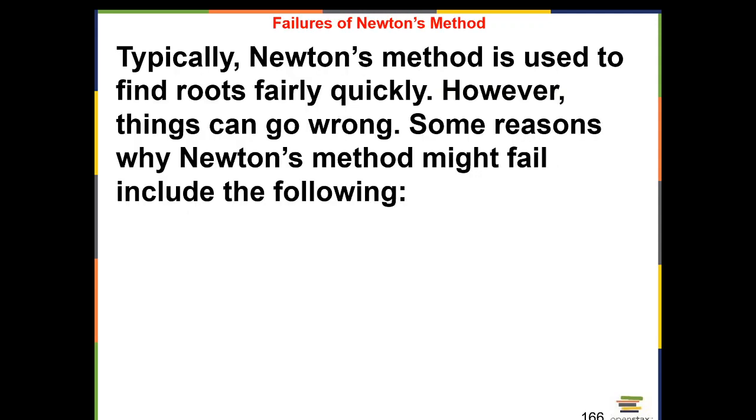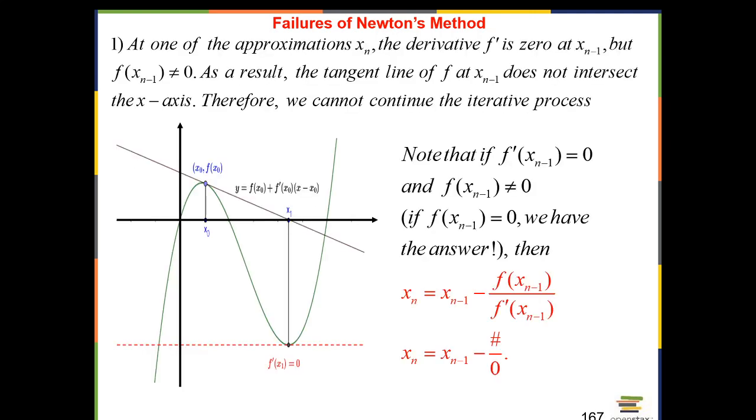Now, typically Newton's method is used to find roots fairly quickly. However, things can go wrong. So what can go wrong? Well, first of all, you know the formula already, right? What if f prime is 0 at one of these points? If f prime is 0, then we're not going to get the next point. That's it. We're stuck in that one. We can't move on, right? So basically it gets stuck.